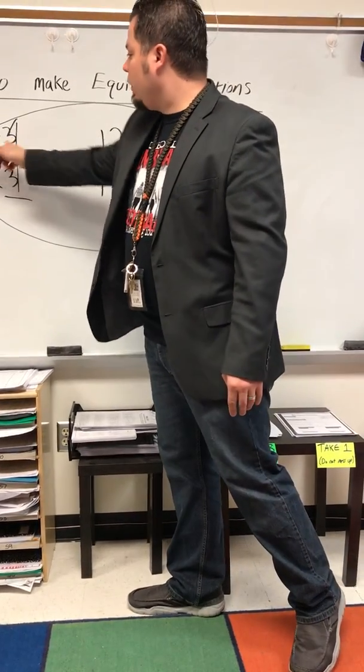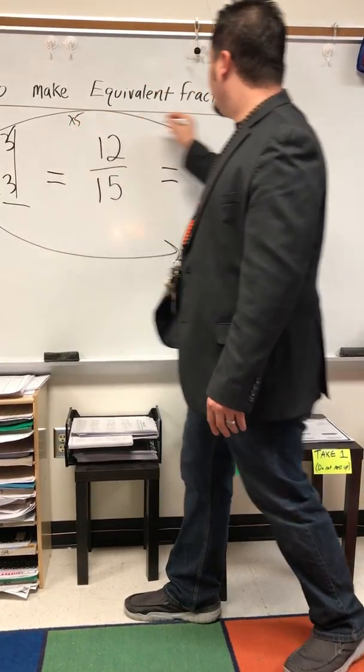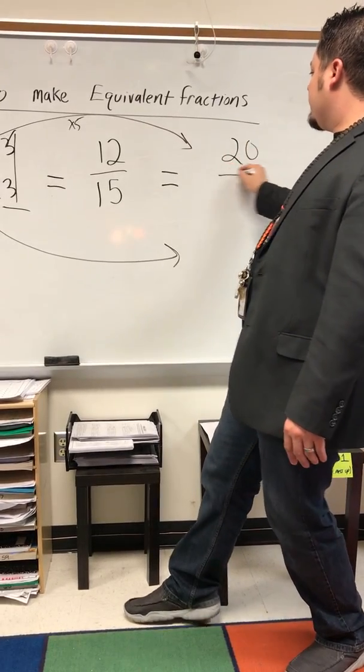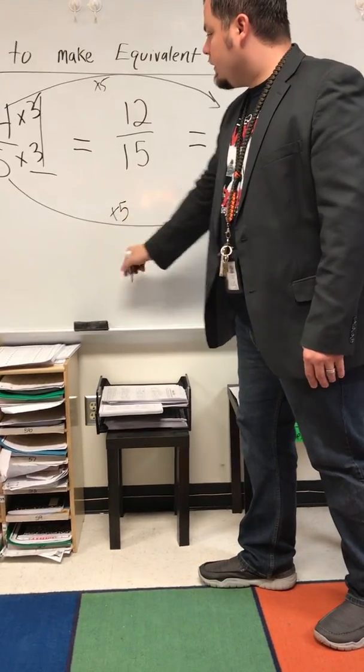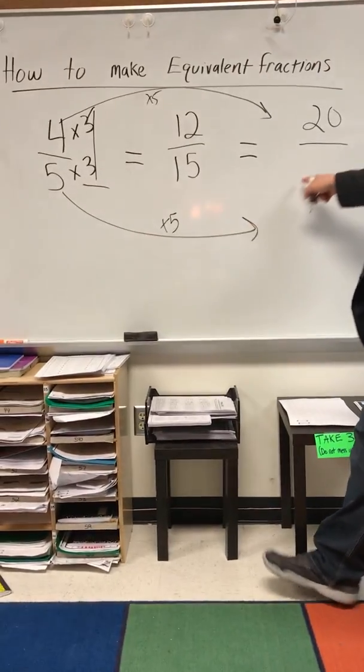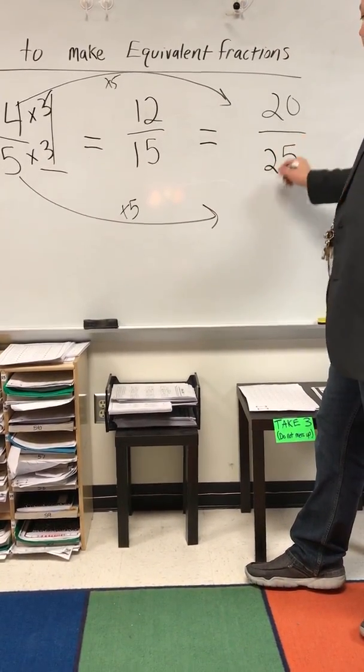So I will take my 4 times 5, which is a new numerator of 20. And I have to do the same rule at the bottom, times 5. So if I do my 5 times 5, I get 25.